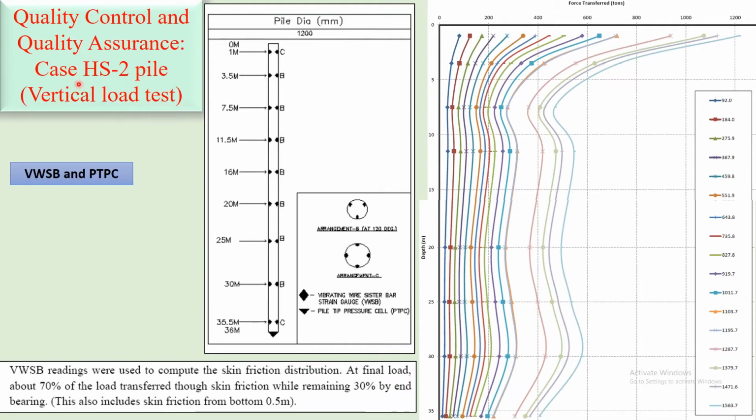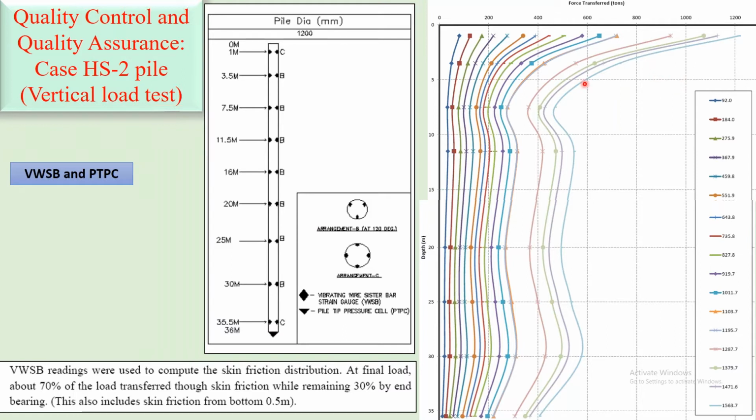Then we can see the case of the HS2 pile, where we also carried out a vertical load test. First we did the dynamic test, and in the dynamic test it doesn't fail because a hammer of 1% of the pile capacity is used. After that we can also carry out a vertical load test on those piles. So here we did that, and this I have already explained.